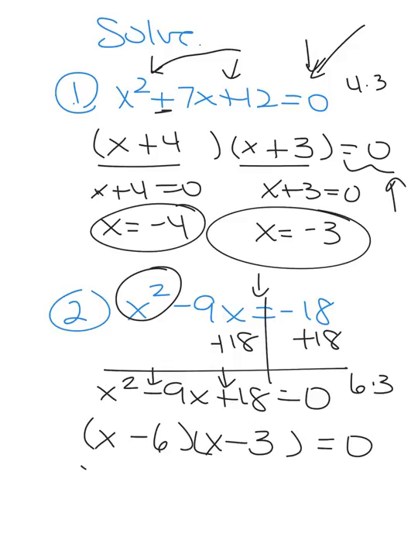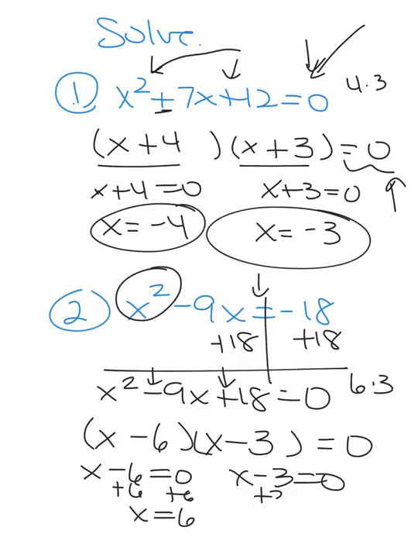Now again, I know that either x minus 6 is equal to 0 or x minus 3 is equal to 0. Add 6 to both sides. So I know x is either equal to 6 or I'll have x is equal to 3. I'll do the same thing with my other binomial. So there's my solutions, 6 or 3.